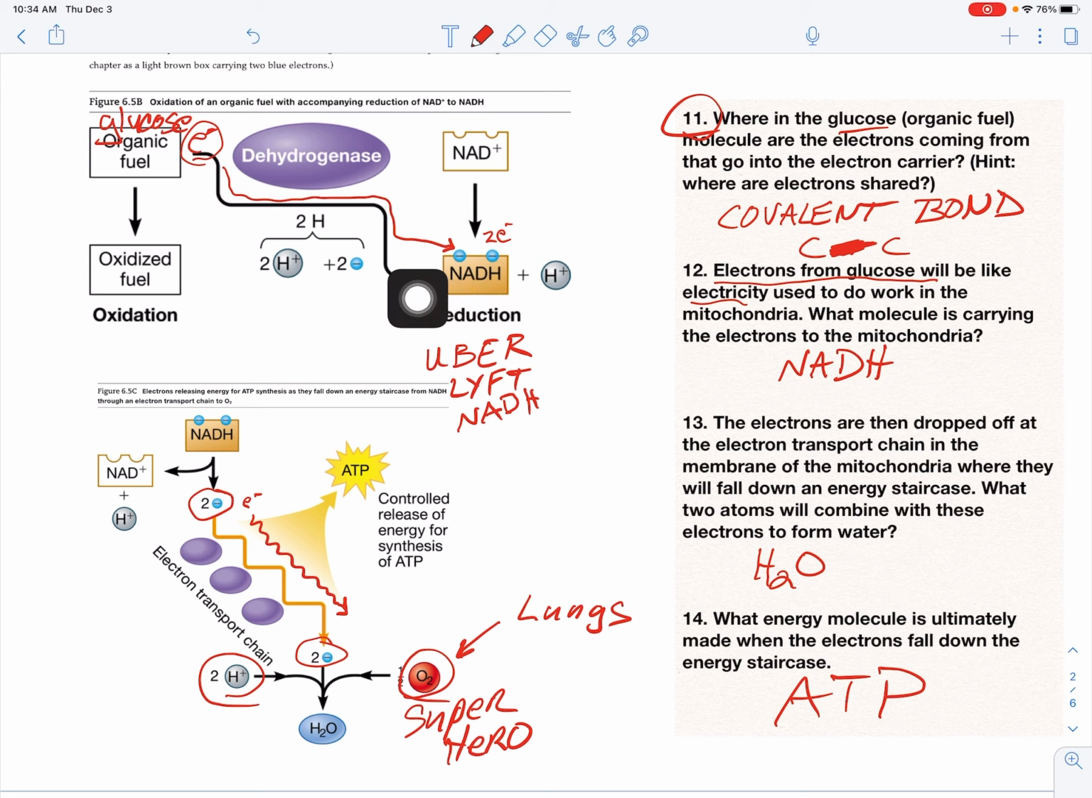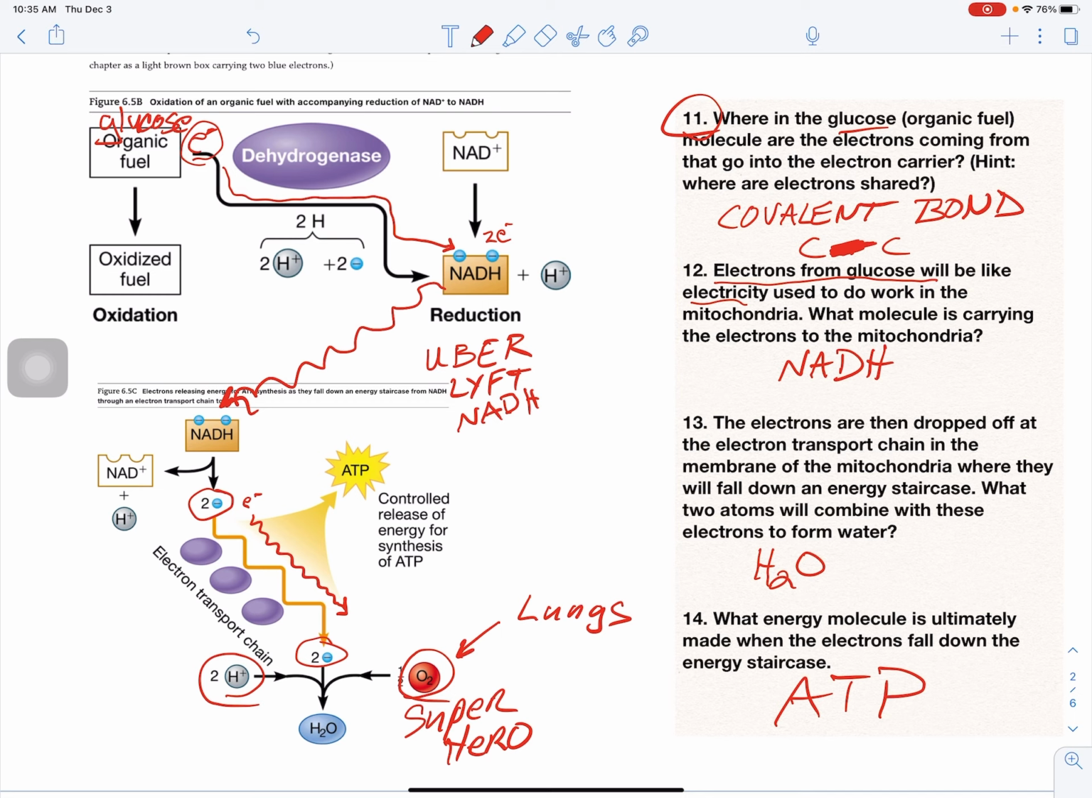It's called an electron carrier, much like you have an Uber or Lyft taking passengers from one place to another. This electron carrier called NADH is going to shuttle these electrons to the main event, which happens to be right down here. So here we have electrons being moved by a carrier from one phase to another inside the mitochondria.